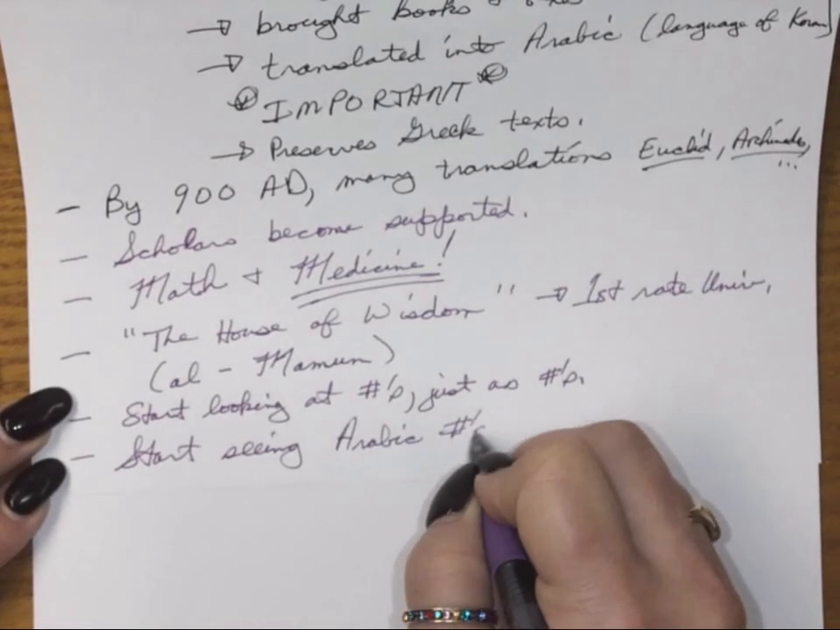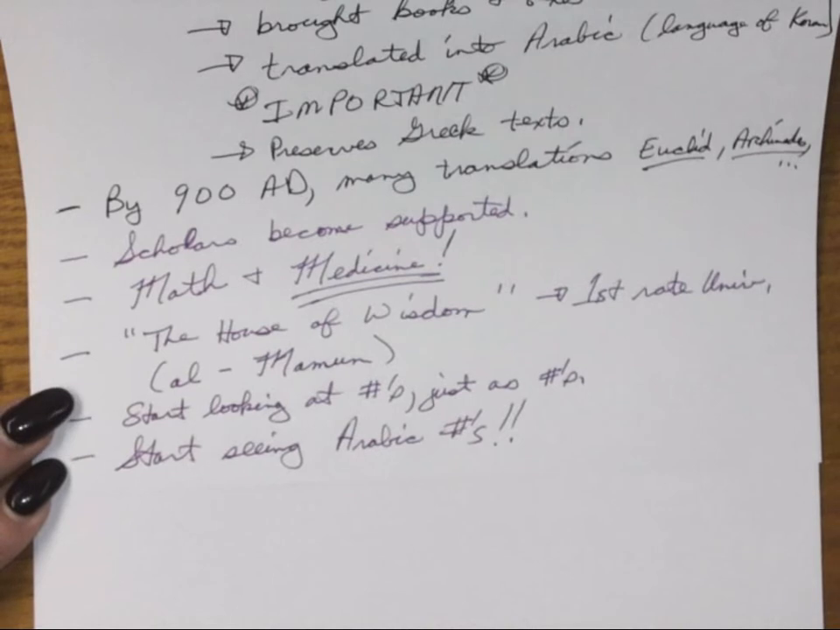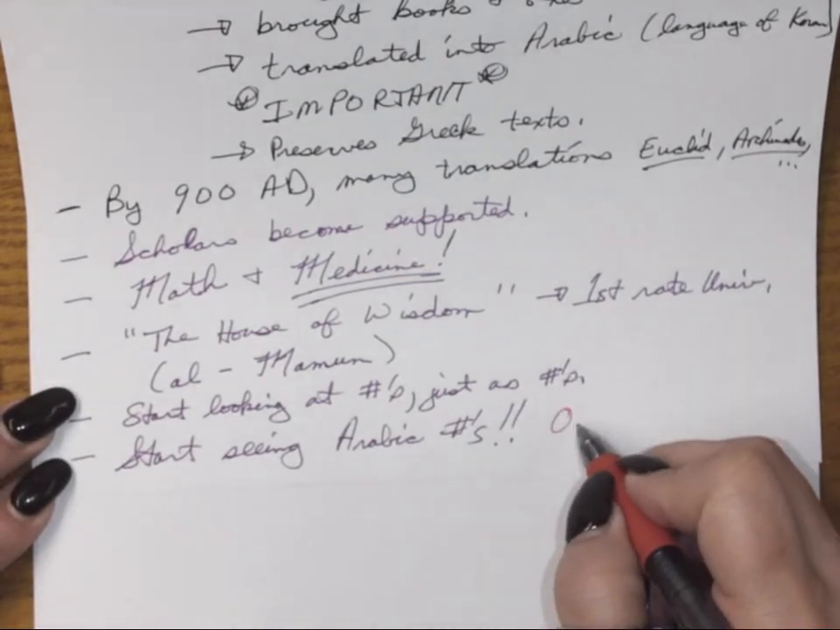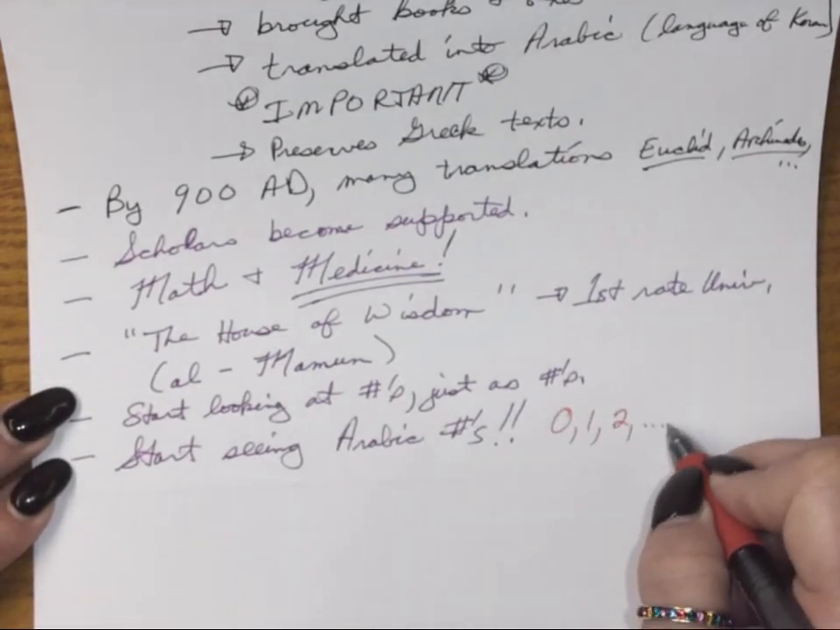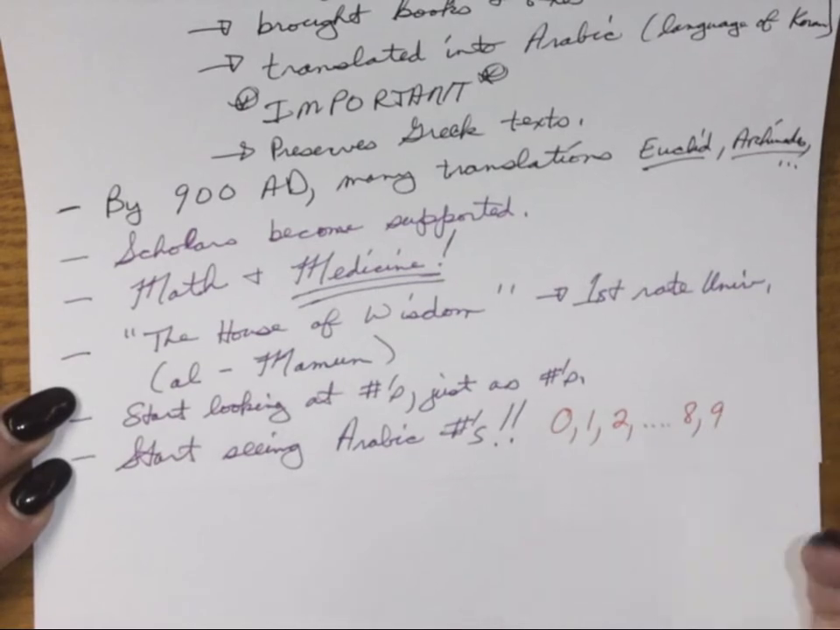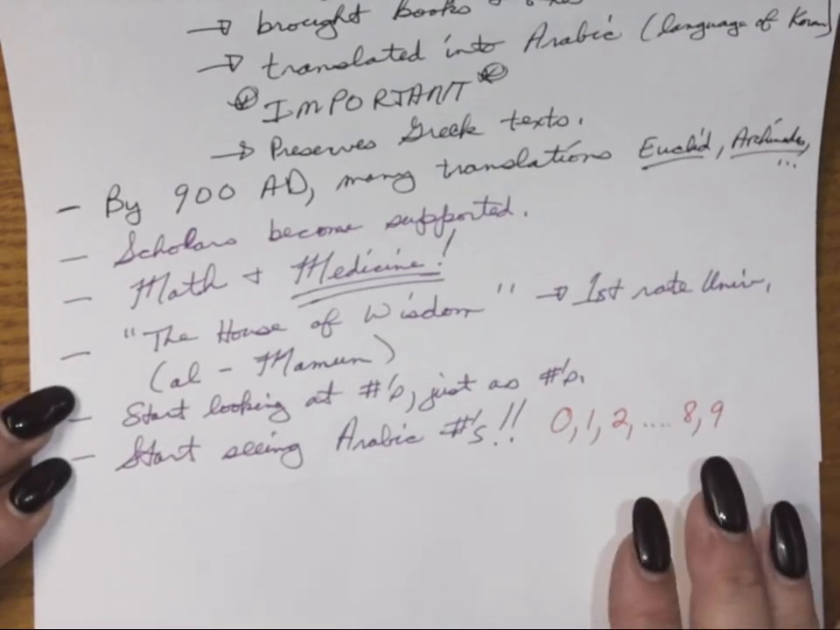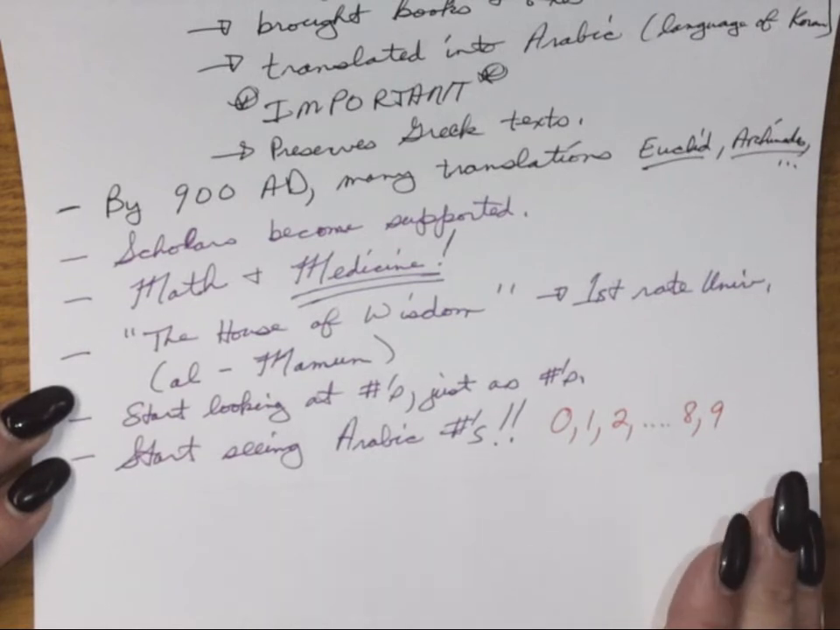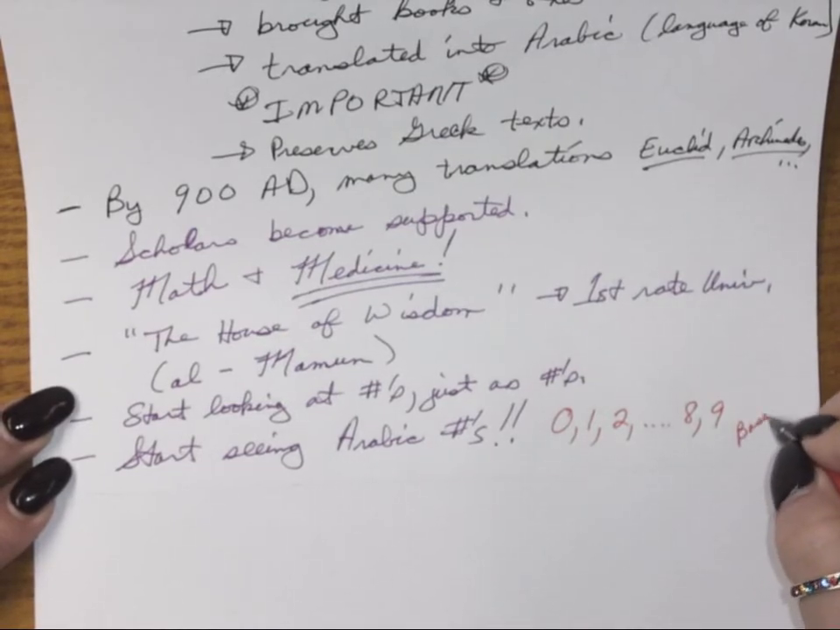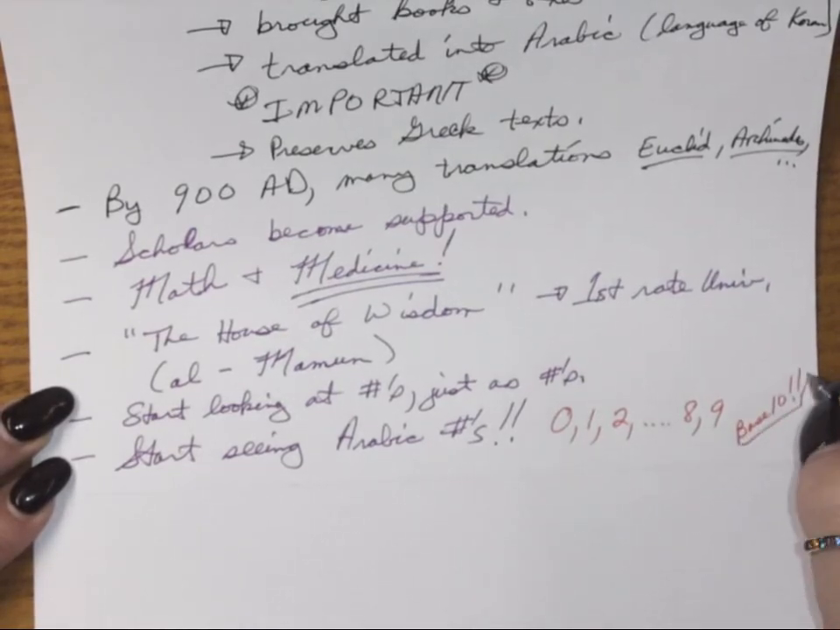And what happens is that the scholars see these things. We've got 0, 1, 2, all those whole numbers, all the way up to 9, these digits that we can use. We have a base 10 system. Finally, we start seeing that. Yay, base 10. We all love base 10, right?